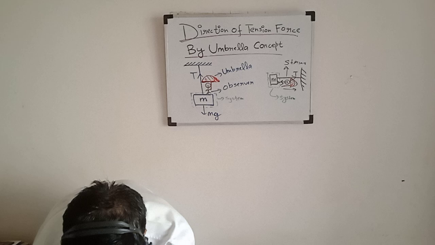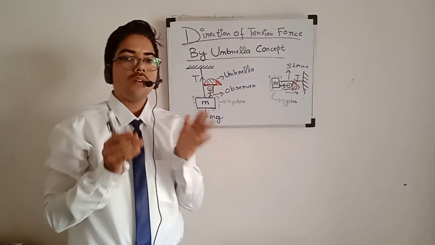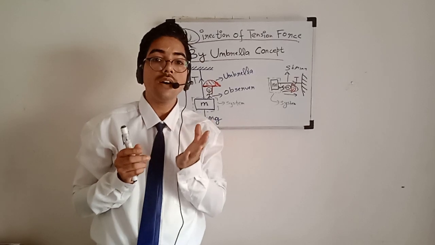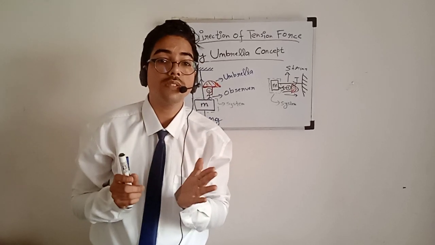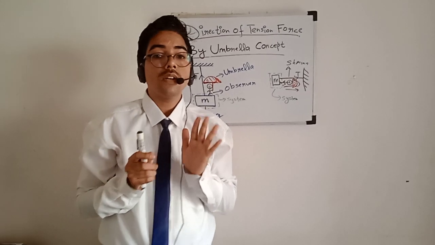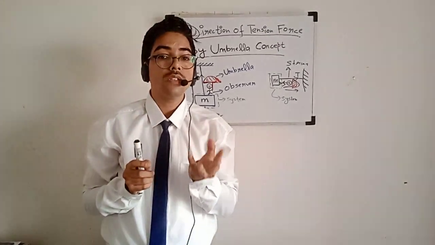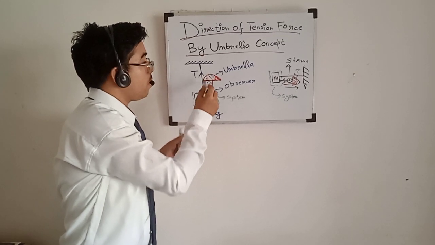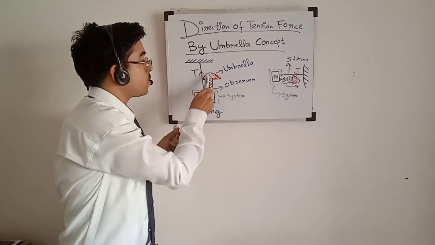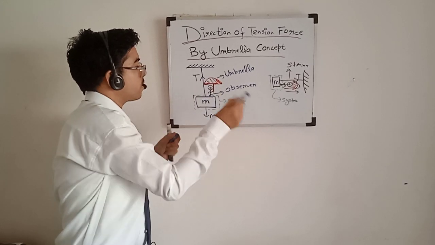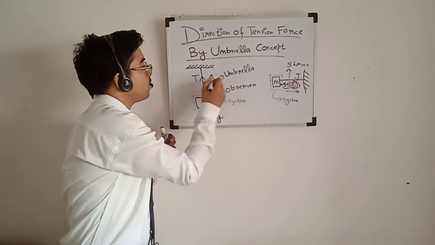So we will recap. Always find the direction of tension force by the umbrella concept. It's a very unique or creative concept by which you never face difficulty in finding the direction of tension force. Always consider one observer, one umbrella, and observer should stand along the string. So the direction in which umbrella is open like this is the direction of tension force.